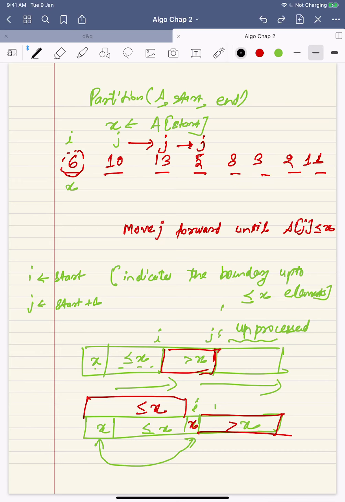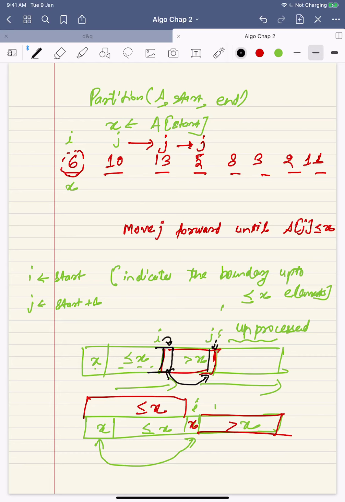So I know that the indices starting this j boundary, this particular index, this value is larger than x, okay, and this value I found to be smaller than x at this point. So what I will do, because I can now increase this boundary, so going up to here, put I here and swap this value with this one.